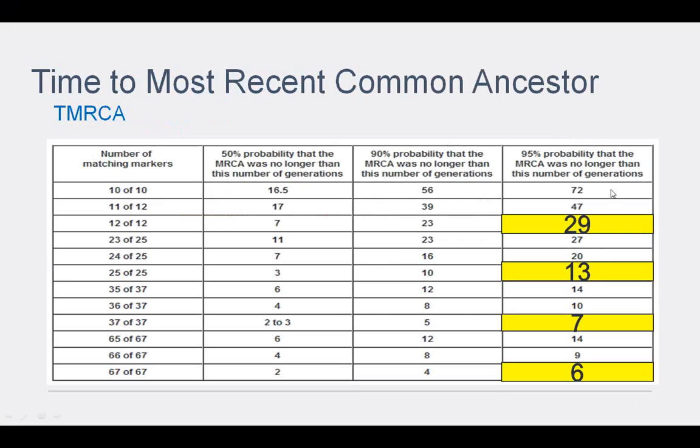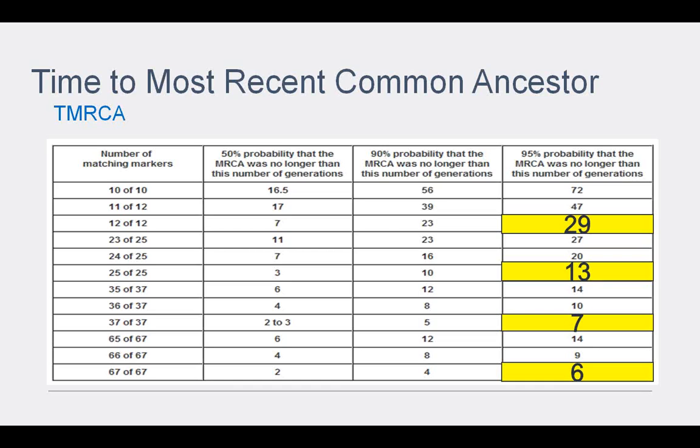Okay. So let's talk time frame now. So the time frames for this. At the 12 marker level, this chart's a little bit busy, but look at the highlighted areas that I have here. At the 12 marker level, there's a 95% probability that people who are exact 12 marker matches, 12 out of 12 or zero genetic distance matches, will be related somewhere within the past 29 generations.